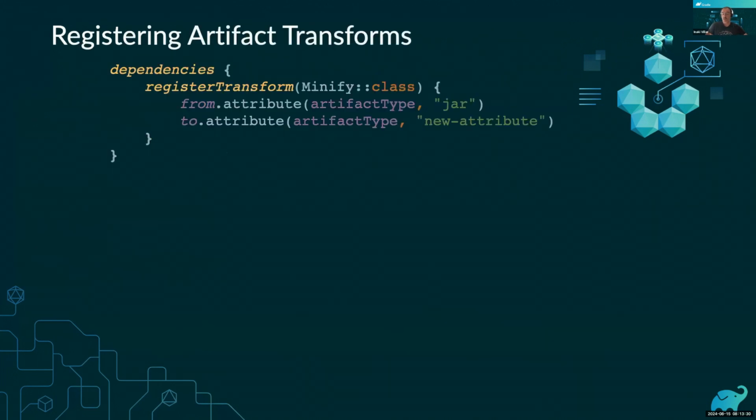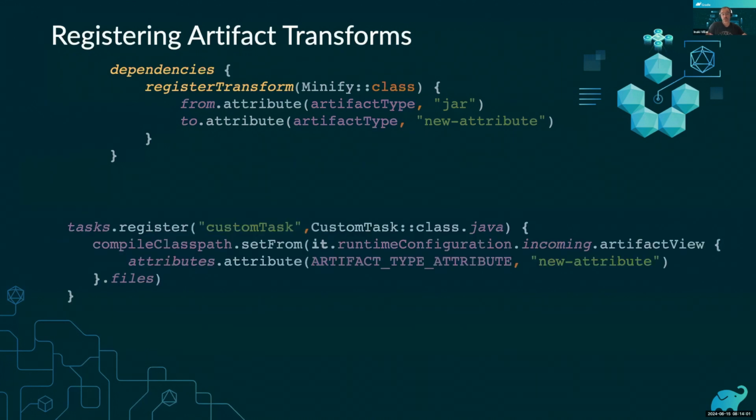In order to register an artifact transform, you must use registerTransform within the dependencies block. There are a few points to consider. The from and to attributes are required, from which input artifact attribute is coming, jar, to the new attribute. And then you must register a transform on the project that has the configuration that will be resolved.